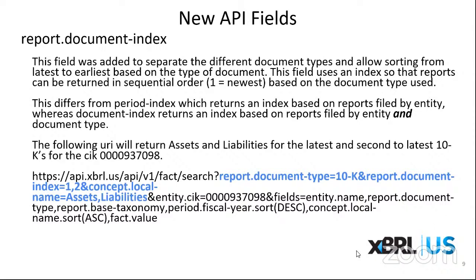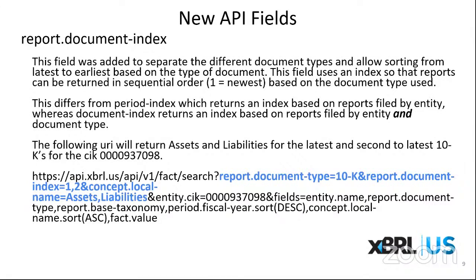Yep, they're up. So for those who are familiar and have used the API in the past, we've added a few additional fields. The first one we'll talk about is the report document index. This was something we added because people were struggling to get the data that they wanted, particularly after the SEC started loading all the 8K data into the database. So this field was added to separate different document types and allow sorting of those document types from the earliest to the latest.